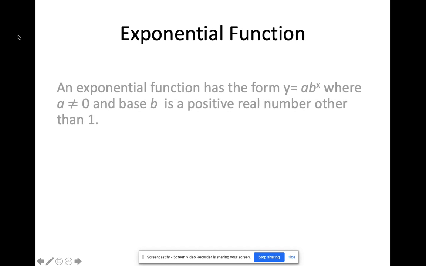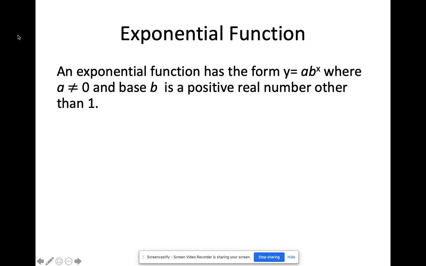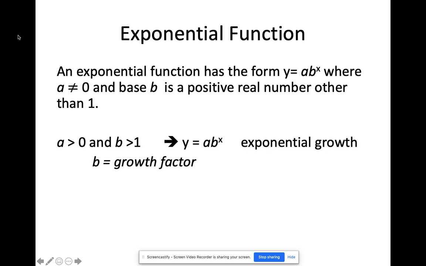An exponential function has the form y equals a times b raised to the x, where a is not equal to 0 and b is a base, which is a positive real number other than 1. There are two types depending upon what a and b are.